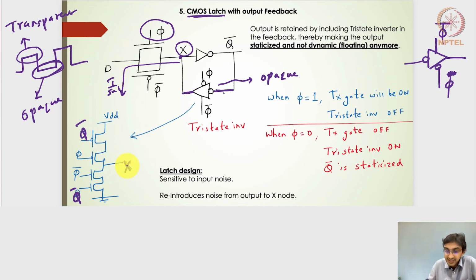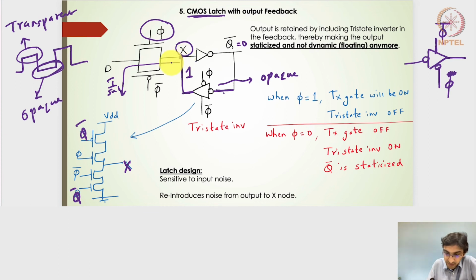Now what it does is, based on the Q bar signal, if Q bar is 0, the output here will be 1. Even if the node wants to drop due to the subthreshold leakage current, this 0 will ensure that VDD is driving this particular X node, or whatever the capacitance at the X node is.